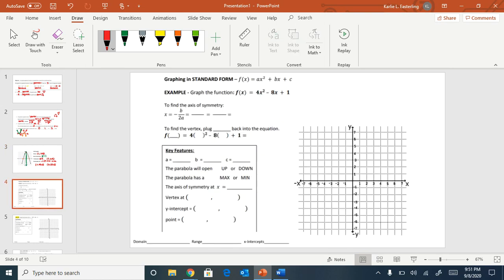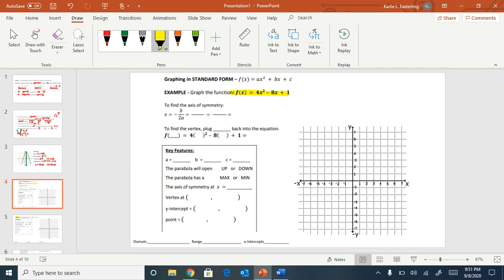All right, so graphing in standard form, and that standard form is listed at the top. It's f of x equals ax squared plus bx plus c. And we are going to graph the function that is listed right here: f of x equals 4x squared minus 8x plus 1.